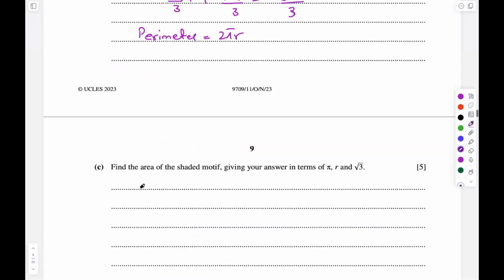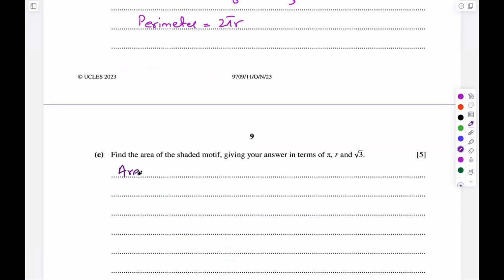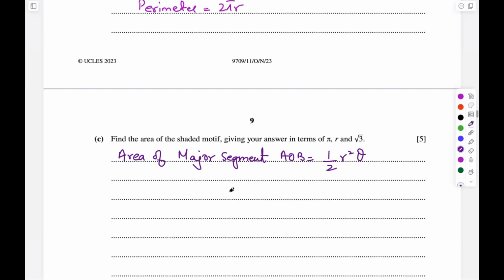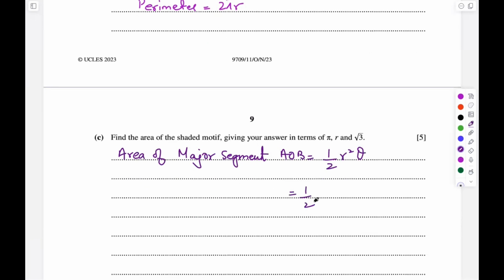So in the first step, we'll find the area of the major segment AOB, which is given by the formula half r squared theta. We know that the radius is r, so this will be 1 upon 2 r squared, and the angle is 4 upon 3 pi, so this will become 4 upon 3 pi. We can simplify it and write it as 4 pi r squared upon 6.